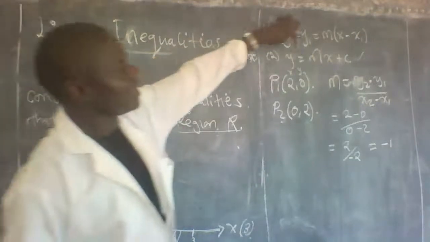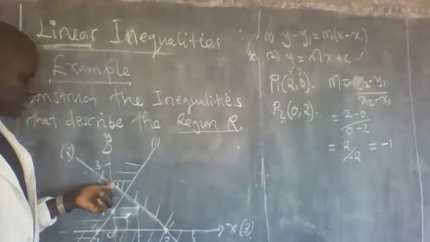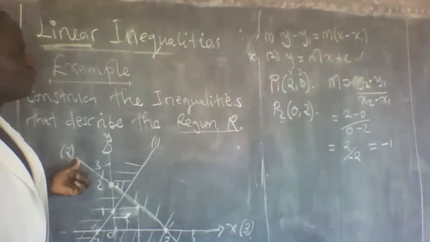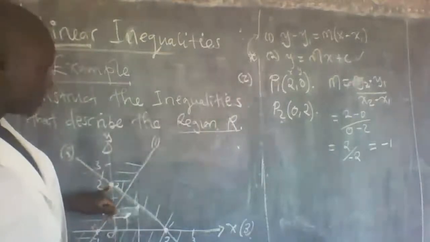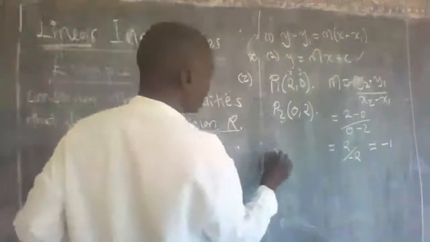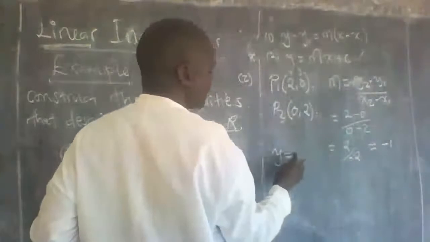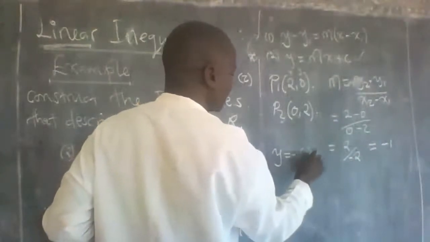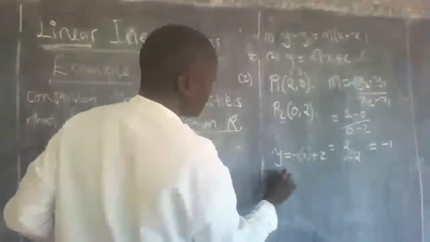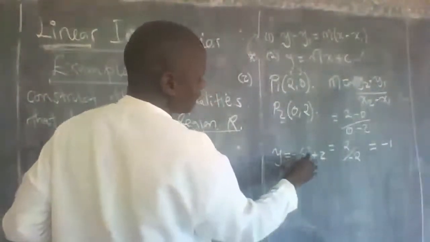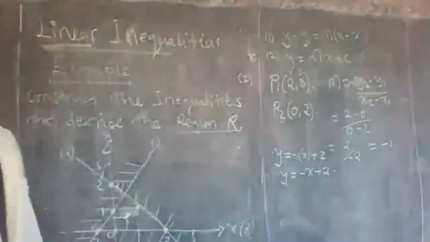I have found the gradient. I just need to substitute with the intercept. What is the intercept? Line 2 is crossing the y-axis at point 2. So the equation is y equals m x plus c. Our m is negative 1, so negative 1 multiplied by x, plus the intercept, which is 2. So y is negative x plus 2. This is the equation that was used.